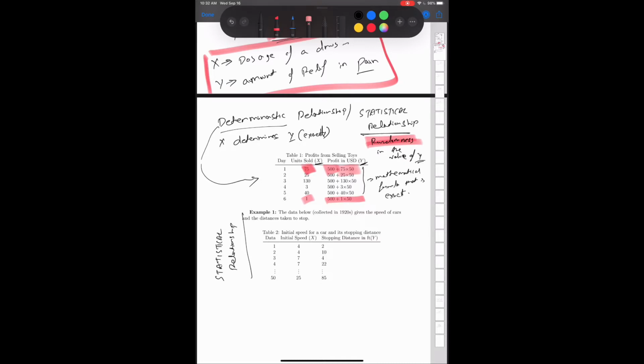So in this example, it's a data set from the 1920s, and what they had done is they had gone and tried to figure out the braking capabilities of 50 different cars, okay. They had 50 different cars, and each car they drove at a different speed, and then they applied the brakes, and wanted to see how long it took for the car to stop, like how far did it travel before it stopped, okay.